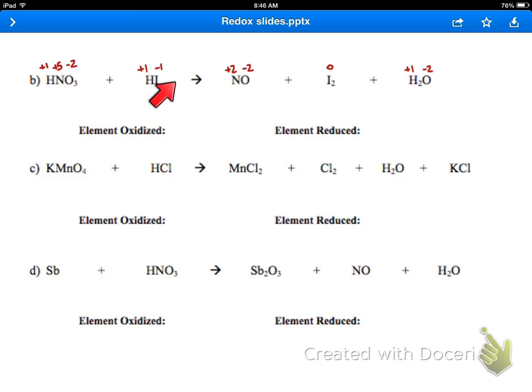HNO3, HI, NO, I2. Don't forget that I2 is elemental, so the oxidation number is 0, and then we have water. So iodide goes from -1 in HI over to 0. And nitrogen goes from +5 in HNO3 to +2 in NO, so it gets reduced.